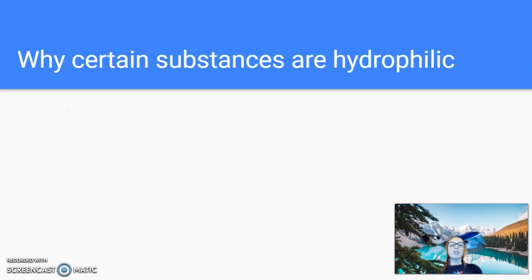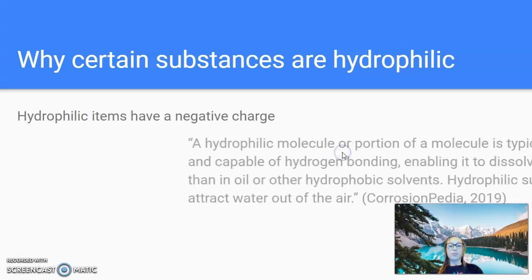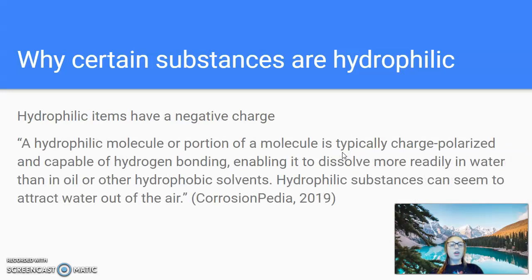Why are certain substances hydrophilic? Hydrophilic items have a negative charge. A hydrophilic molecule, or portion of a molecule, is typically charged, polarized, and capable of hydrogen bonding, enabling it to dissolve more readily in water than in oil or other hydrophobic solvents. Hydrophilic substances can seem to attract water out of the air.